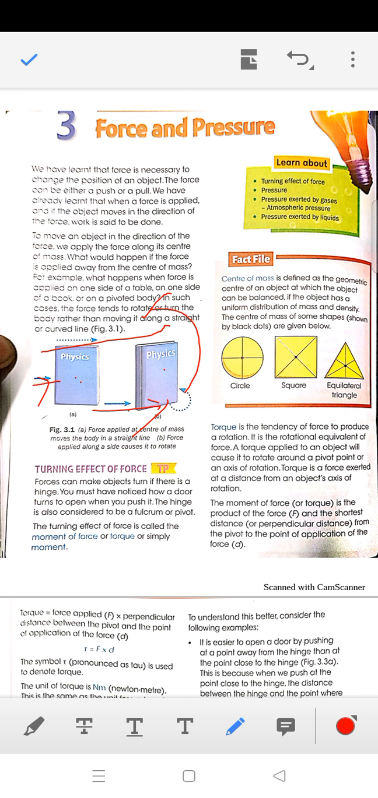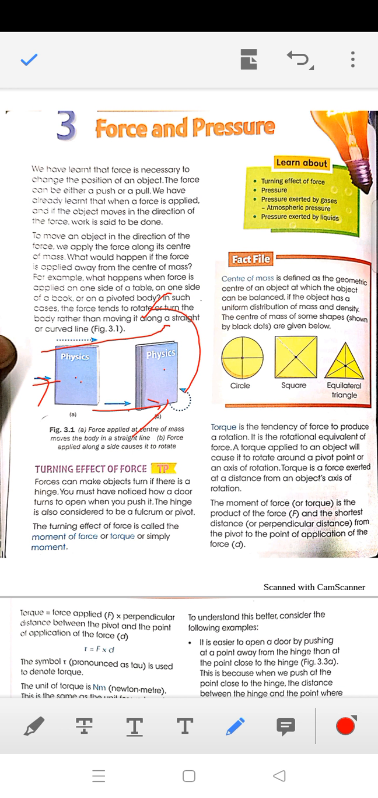So whenever we find such a body, suppose you are pushing a table from one corner, then you may observe that the table is rotating. There will not be a bodily movement of the table. One point will be fixed, one leg will be at its own position, and the table rotates.